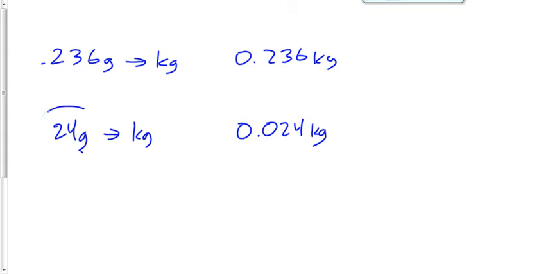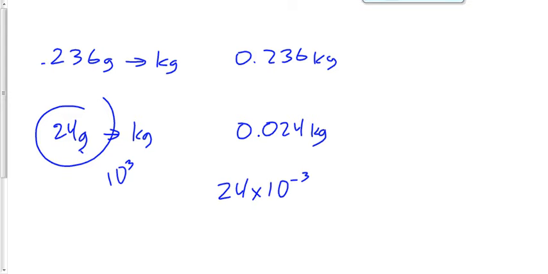All I do for this one is look at my data sheet and say, oh, it's a conversion factor of 10 to the 3. So I'm going to say 24. I'm not going to move the decimal place over. I'm just going to say 24 times 10 to the minus 3 kilograms. Then I don't have to worry about moving the decimal place over, right? Is that scientific notation? No.